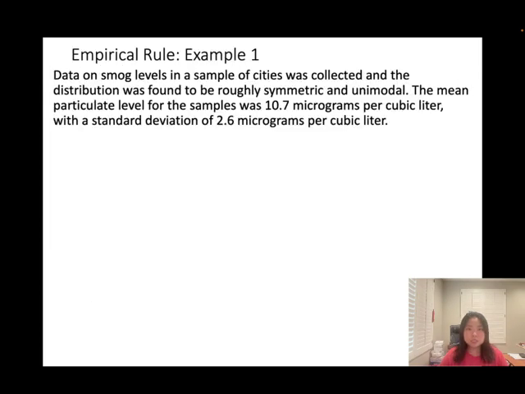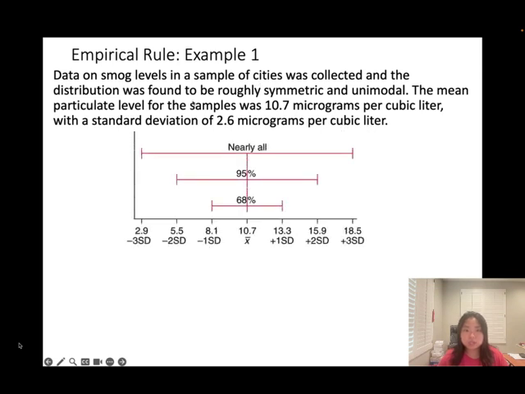Let's try this example. Data on smoke levels in a sample of cities was collected, and the distribution was found to be roughly symmetric and unimodal. So this is symmetric and unimodal. The mean particulate level for the samples was 10.7 micrograms per cubic liter, with a standard deviation of 2.6 micrograms per cubic liter. According to the data of this example, the mean is going to be 10.7, and the standard deviation will be equal to 2.6.